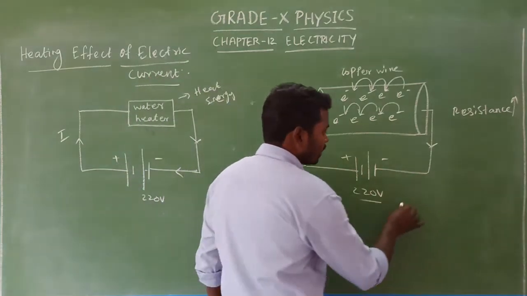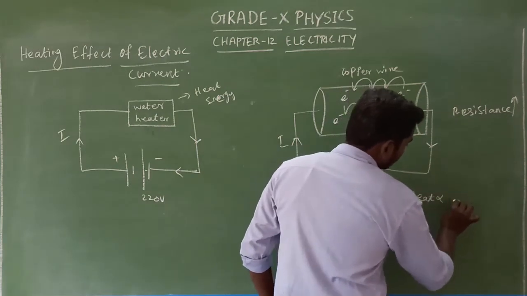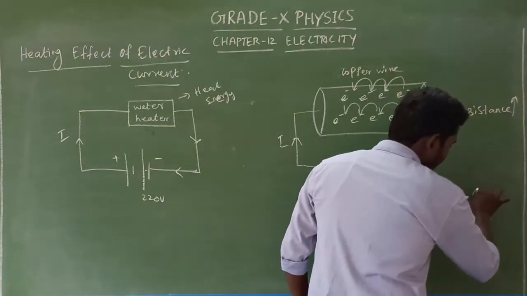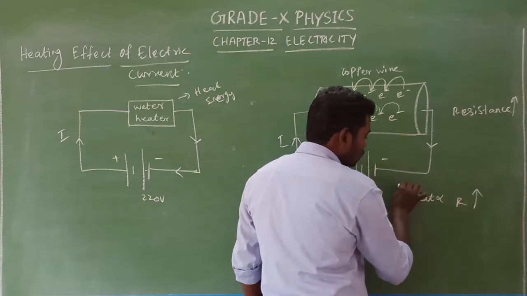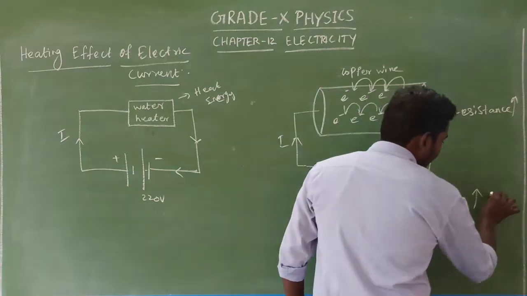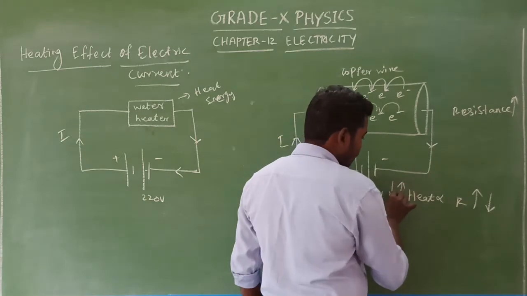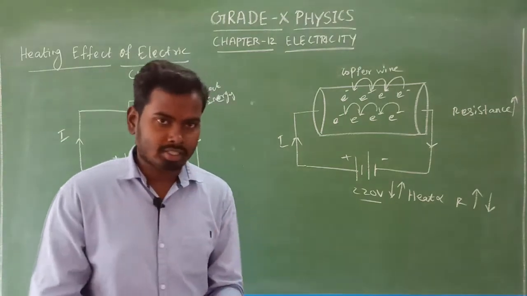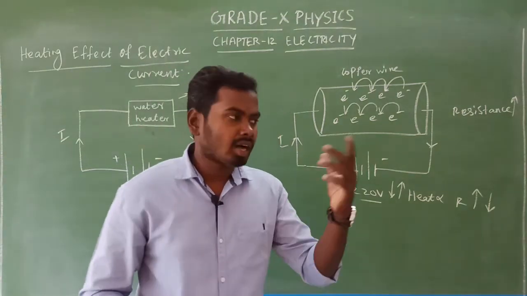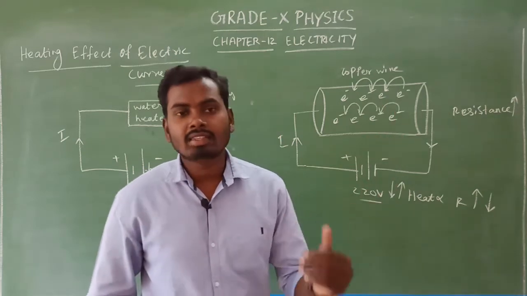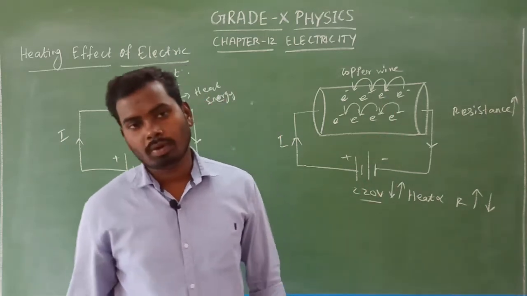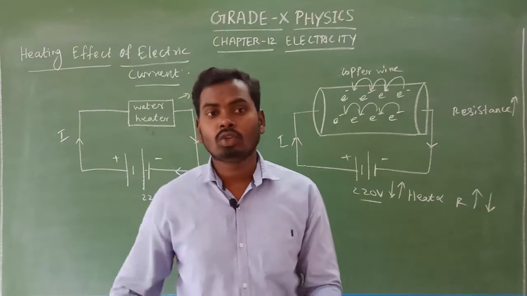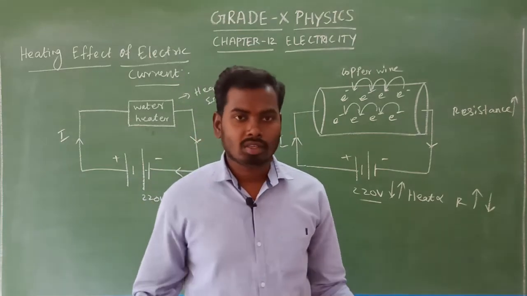So we can say here heat is directly proportional to resistance. If the resistance increases, which means collision increases, heat will correspondingly increase. If the collision decreases, which means resistance decreases, heat will correspondingly decrease. That's all, students. So what causes heat? The collision between the electrons and between the other atoms causes heat energy. That is the reason why most electrical appliances produce heat energy while running.